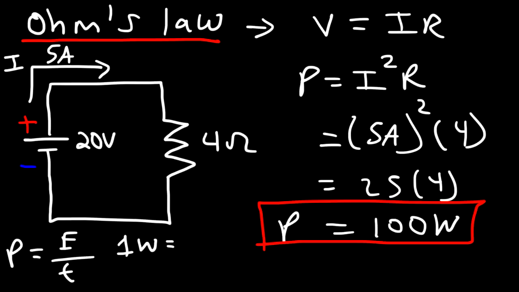So a power of 1 watt means that 1 joule of energy is being transferred every second. So in this case, the resistor dissipates 100 watts of energy. That means that it's converting 100 joules of electric energy to thermal energy or heat every second. Now let's work on some more examples that will help you to understand the concept of Ohm's law in relation to voltage and electric potential.